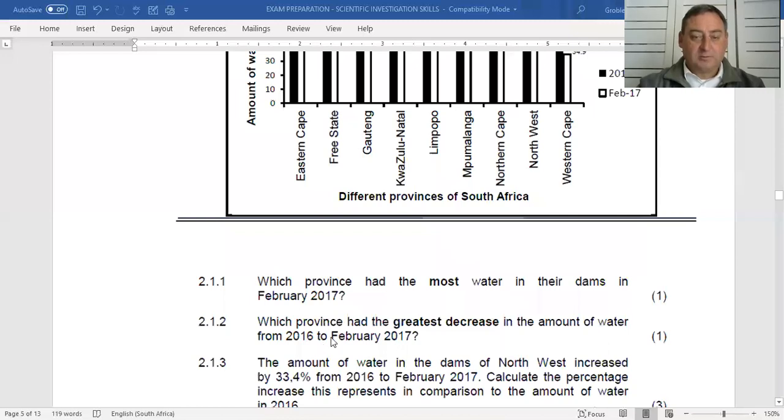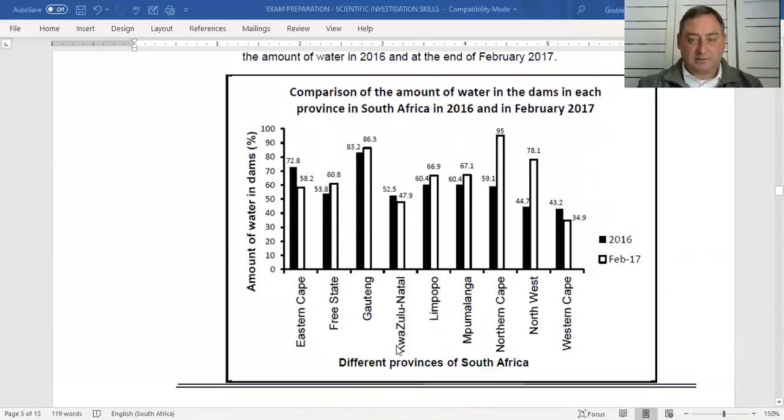Mark scored. Which province had the greatest decrease in amount of water? And that is what science is all about, spotting trends, looking at increases, decreases, but also the greatest increase or decrease. In this case, the greatest decrease of water from 2016 to 2017. Let's go look at the graph. I see Eastern Cape had a lot of decrease. It looks like that is a dry spell there. 72 to 58. Eastern Cape definitely.